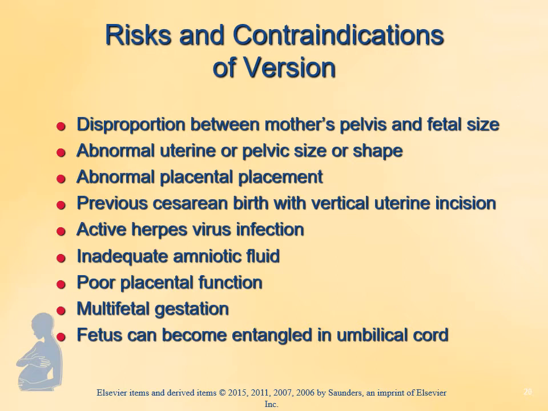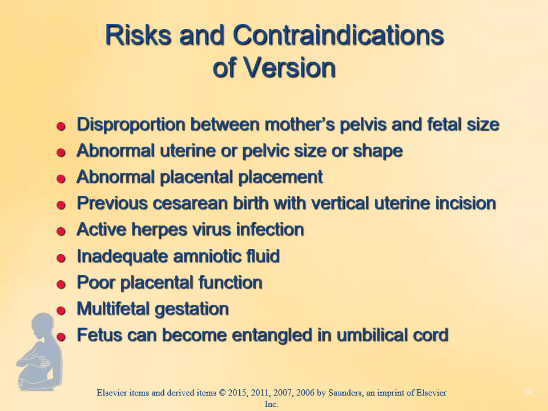Some contraindications associated with a version are going to be anything that you wouldn't want someone to deliver vaginally with. So active herpes infection, if the mother's pelvis is not of adequate size, or if the fetus is too large, if we're talking about a macrosomic infant that we think is already big and probably not going to fit. If that placenta is very anterior, meaning right where the provider would be manipulating the abdomen, we wouldn't want to attempt a version there either. So it's important to know where the placenta is placed before doing a version.